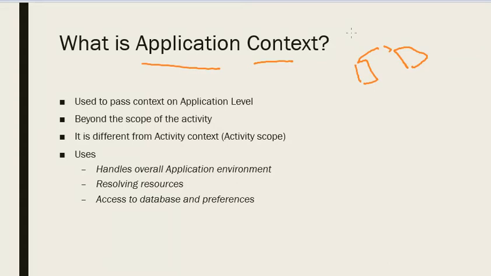For example, the application context describes the current state of your application, and the newly created objects or activities, services, broadcast receivers, whatever components, will get the information about the current state of your application using this application context. And of course, it's different from the activity context, because it is beyond the scope of the activity, it is on the application level. You can pass the context information from one activity to another, or from one component to another component.